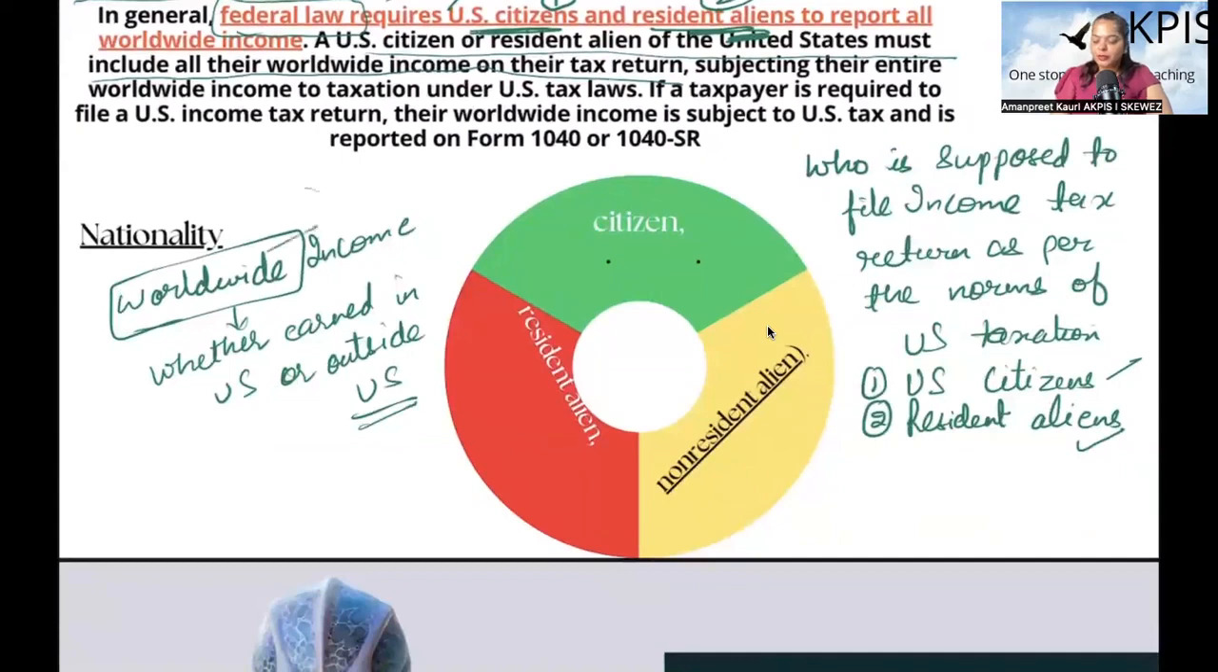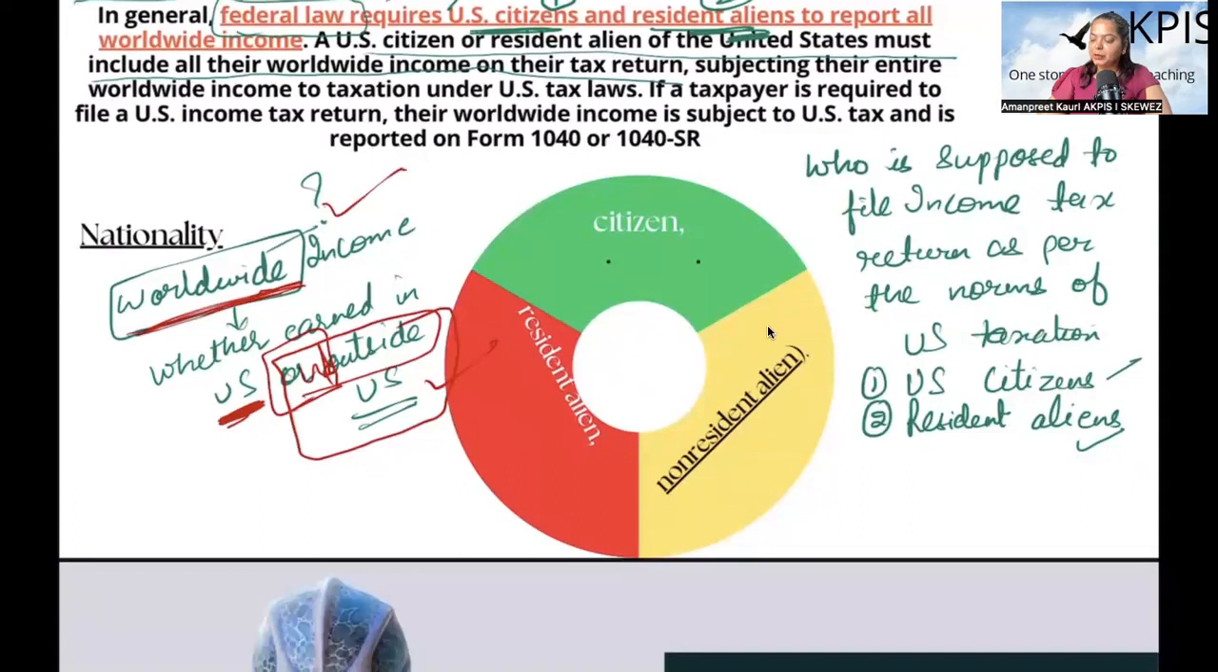So what is this worldwide income? That means whether you have earned income in the US, obviously that will be part of your income tax return of the US. But apart from this, even if you have earned any income outside the US, it will form part of your total income. So worldwide income means income earned in America and even outside America. That will be your worldwide income.